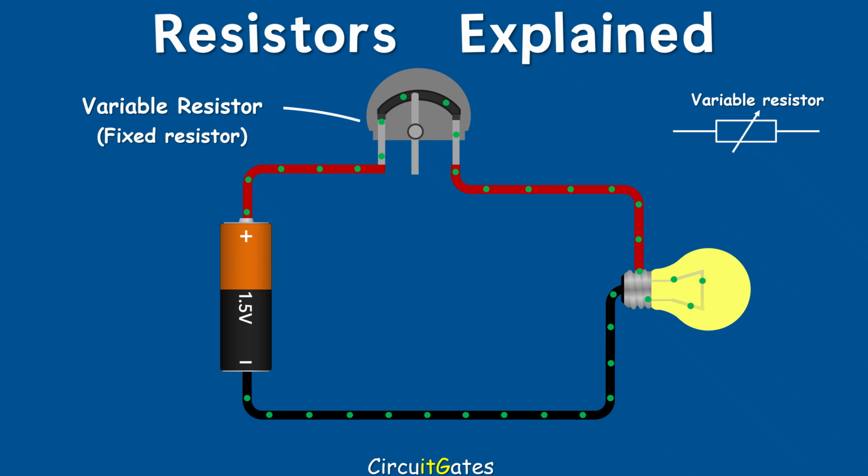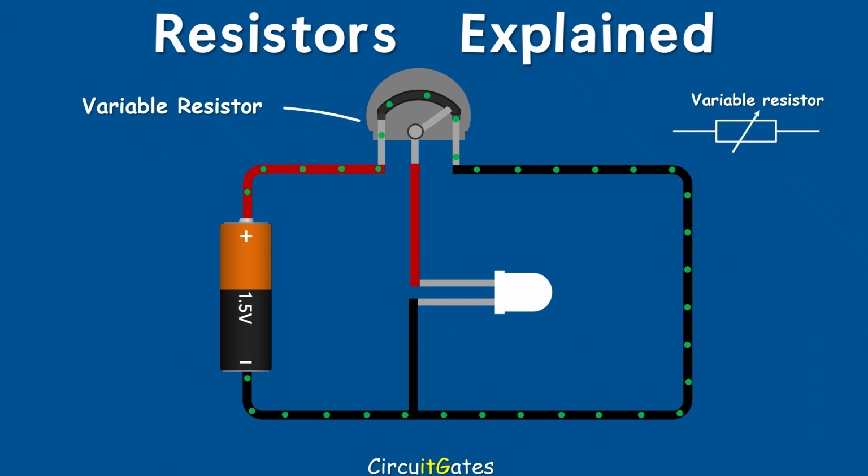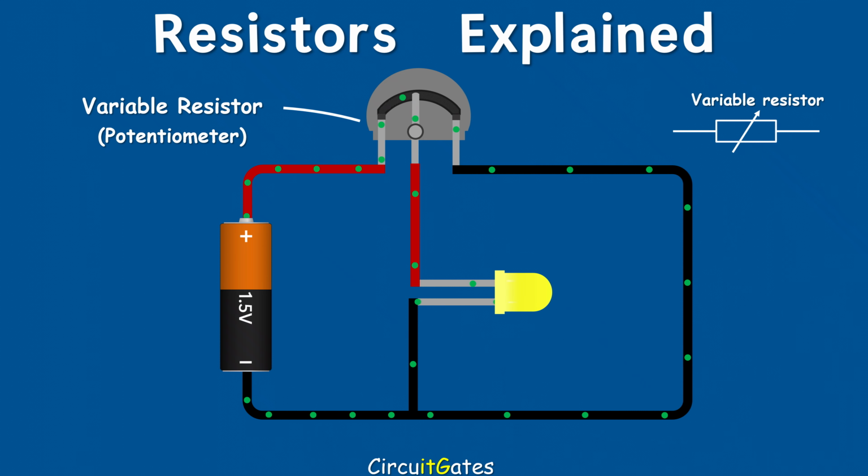And lastly, if all terminals are used as shown, it works as a potentiometer. A potentiometer is a variable resistor with 3 terminals, used to divide the input voltage into 2 parts, with the output voltage taken from the wiper. The value of the output voltage or voltage to the load is then adjusted by moving the wiper across the resistive track. In this animation, the potentiometer is used to adjust the brightness of the light emitting diode by varying the voltage across its terminals.